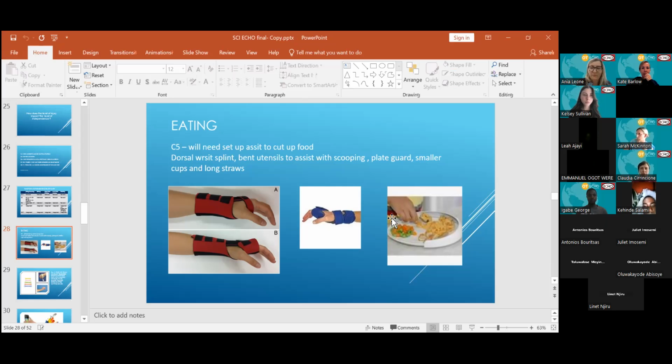There's also an example of a plate guard, which I'm sure you have seen, but that's just so that they have some sort of a bumper, right? They don't really have control, but if they have a bumper to swipe against, they're able to self-feed even at the level of C5.